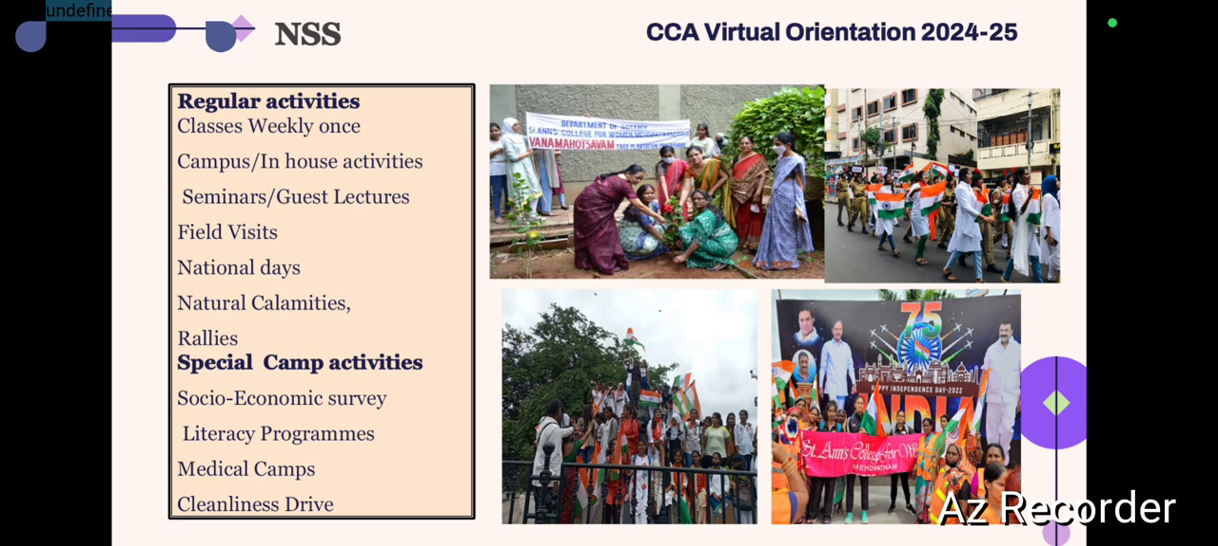The regular activities include in-house activities like seminars, guest lectures, field visits, observing national days, creating awareness and working during natural calamities, and organizing rallies. They also conduct special camp activities which include socio-economic surveys, literacy programs, medical camps, cleanliness drives, plantation drives, and also government schemes like Swachh Bharat Abhiyan, Jal Shakti Abhiyan, Harita Haram. All these are implemented through the NSS unit of our college.